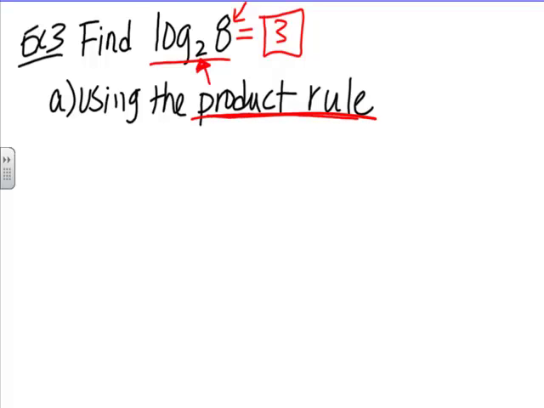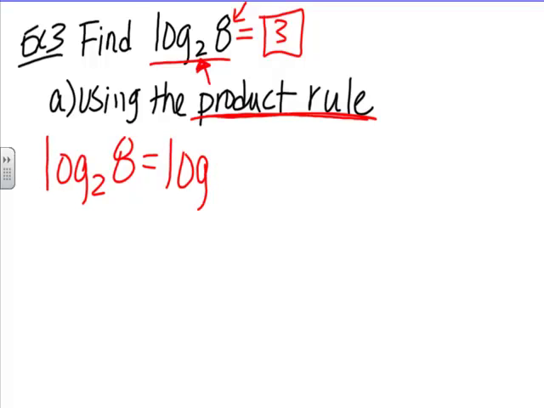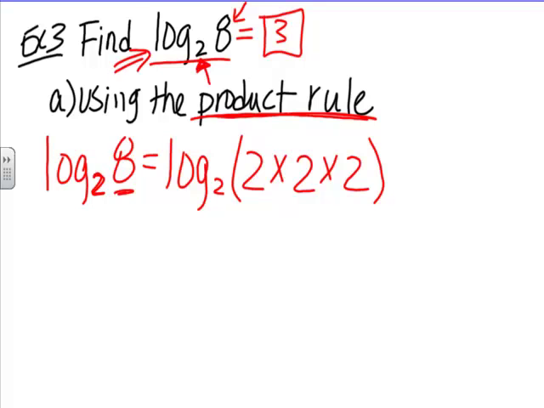But I'm being asked here to use the product rule. So I'm going to go ahead and rewrite this. And I'm going to say to myself, is there some way I can maybe break this 8 up? And I would suggest that maybe I could do this, and I'll tell you why in a second. Sometimes by breaking something up, like if we don't have a calculator, it's not that easy to figure this out. Now I would say hopefully this is not too difficult to figure out.